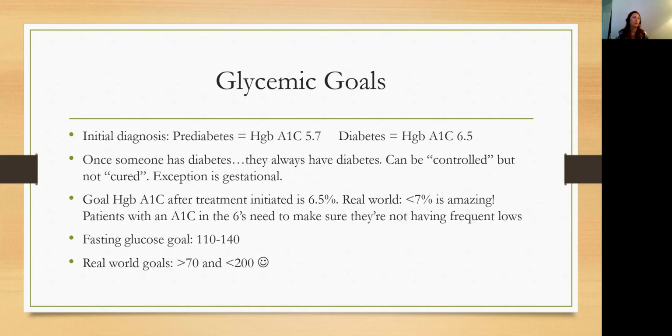Technically, a fasting glucose goal is 110 to 140. So sometimes when you're having somebody titrate their dosing, that's kind of your goal that you're looking for when they're first waking up, about 110 to 140. And honestly, in real life, as long as somebody's not less than 70 and not greater than 200, that's pretty great. Blood sugars in the hundreds make me happy.